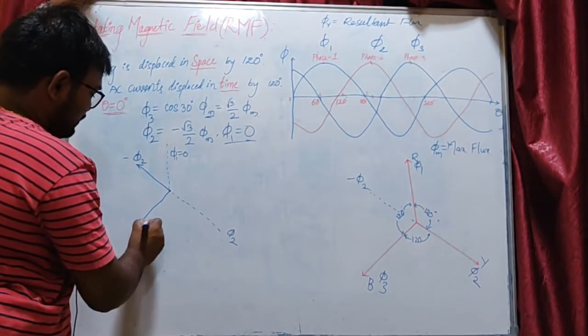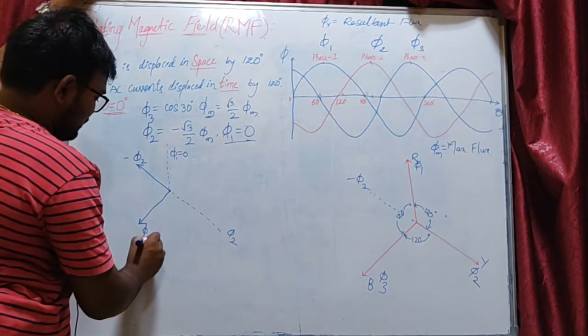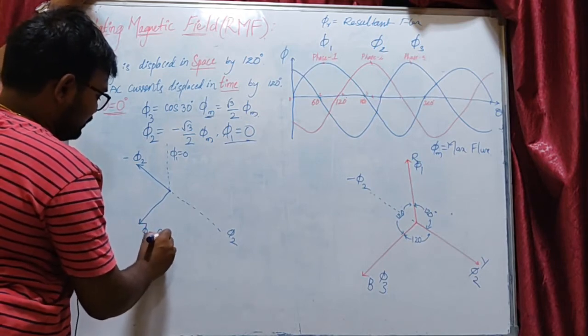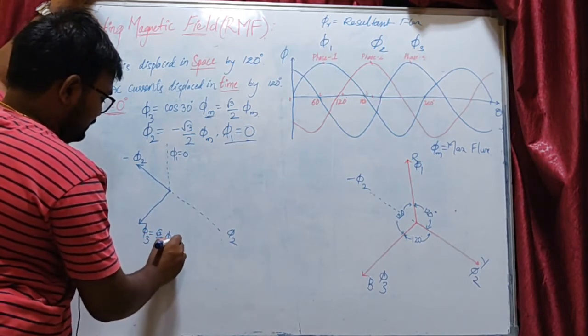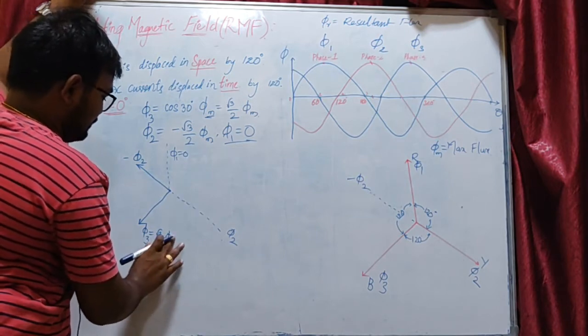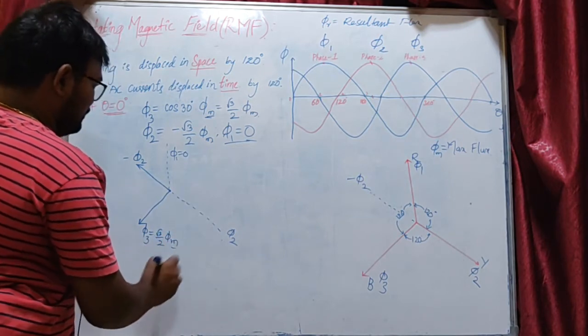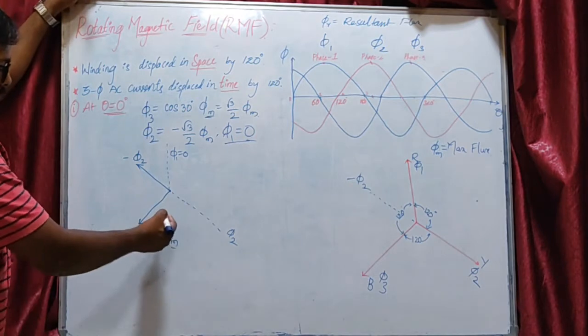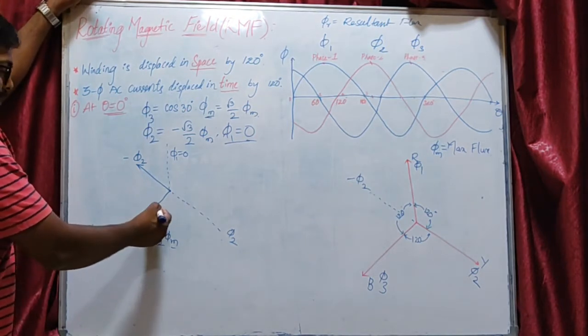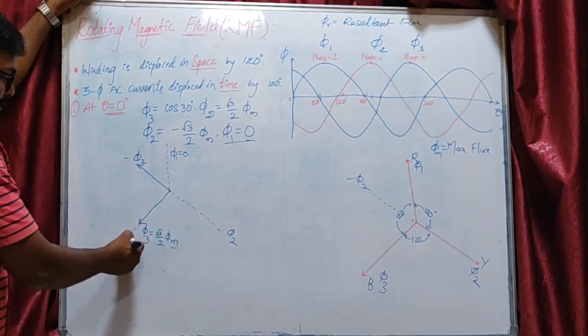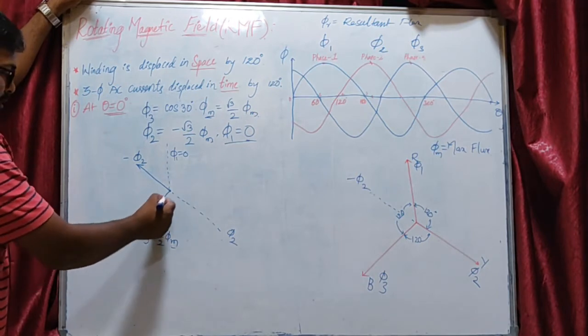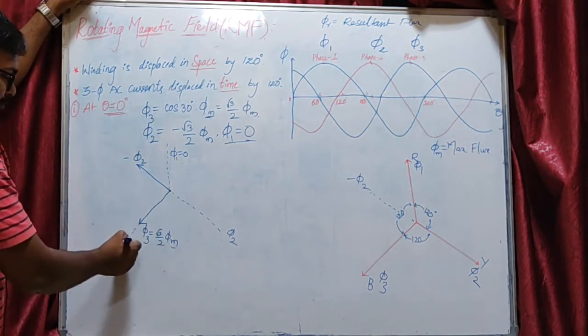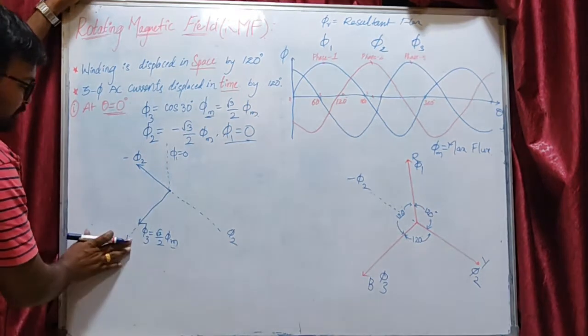So, this is the positive phasor for pi 3, which is root 3 by 2 of pi m. The maximum value of pi 3 will be longer than this value. I think I can say this is up to here. This to this is pi m, this to this is root 3 by 2 of pi m.